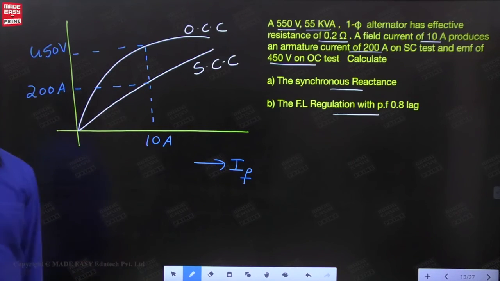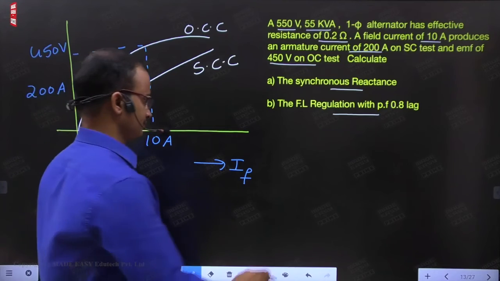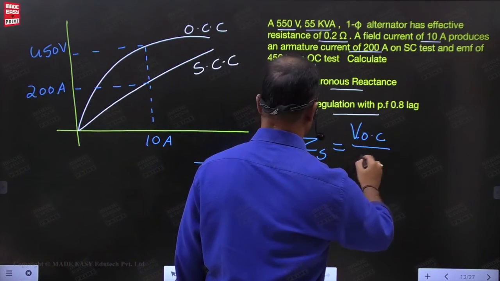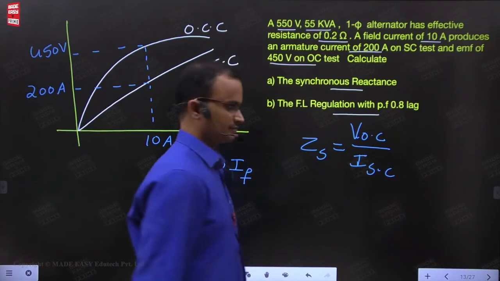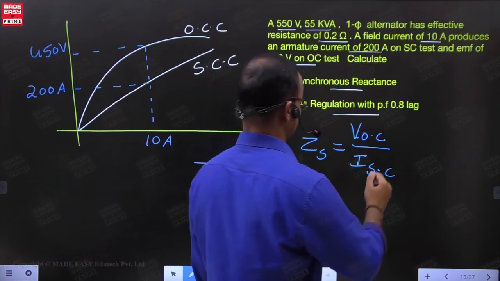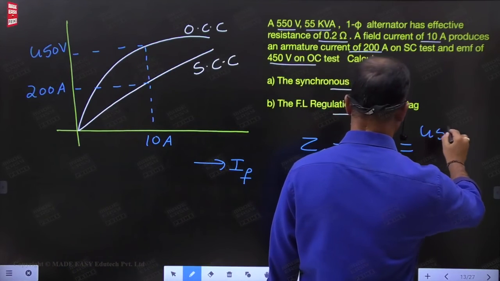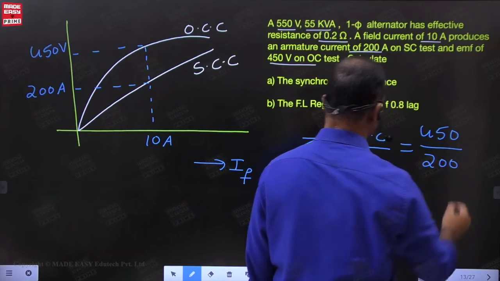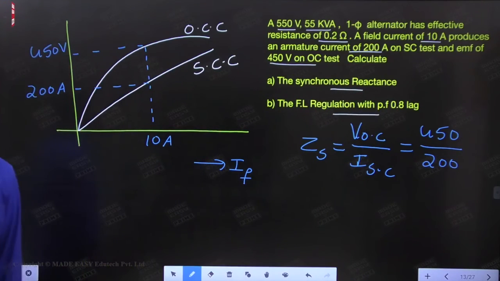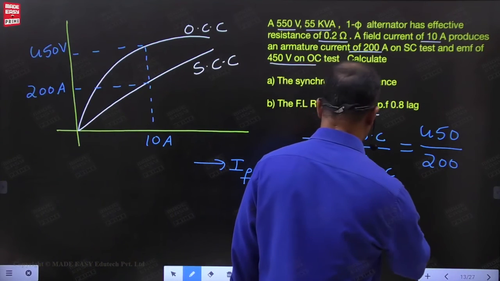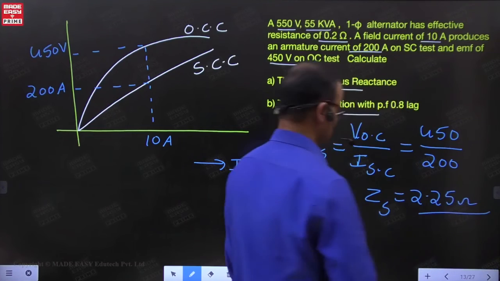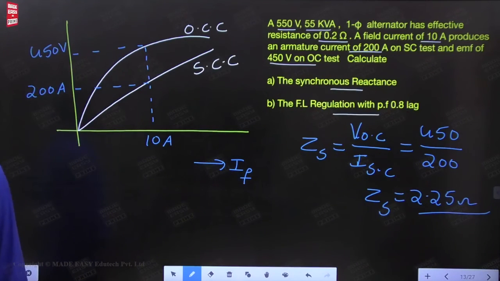आपको short circuit current पता है, open circuit voltage पता है. Can you find the synchronous impedance? In this example, VOC is 450 and the short circuit current is 200. Simplify करो. If you simplify this, Z is approximately 2.25. Synchronous impedance is obtained.